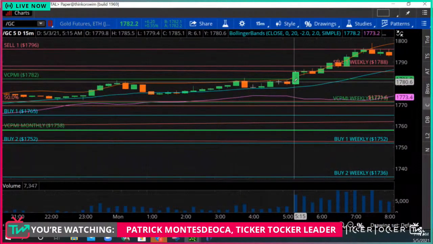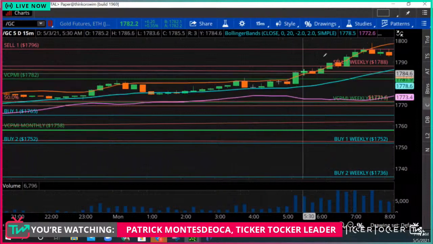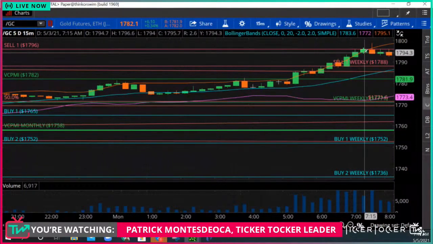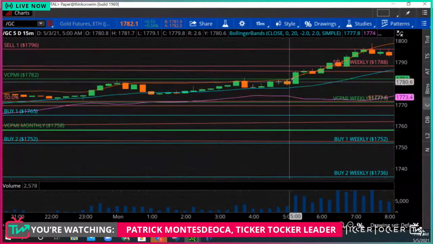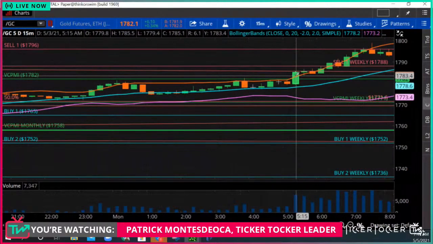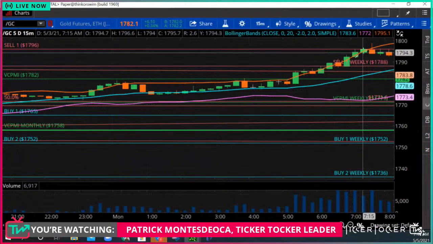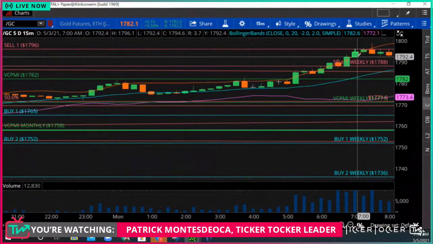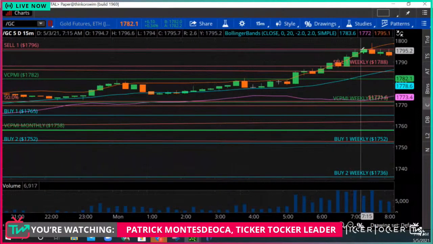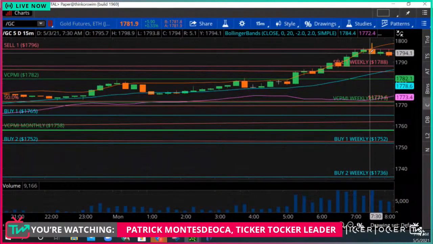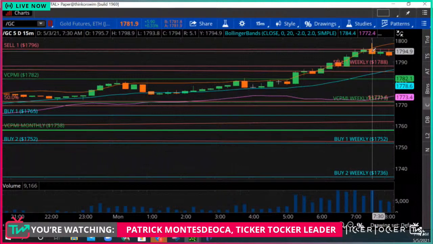From the third at 1785, at 5:15 a.m., the target was completed at 7 a.m. 1796.10, and they went back and made a new high of 98.90.